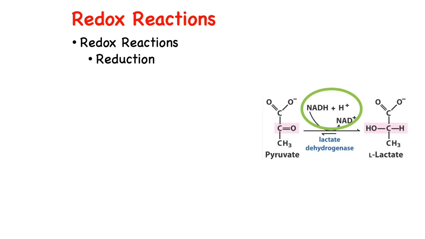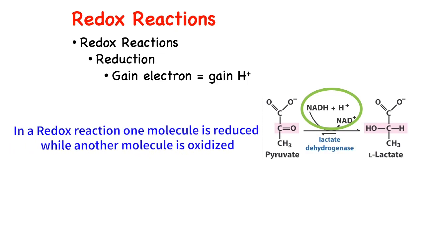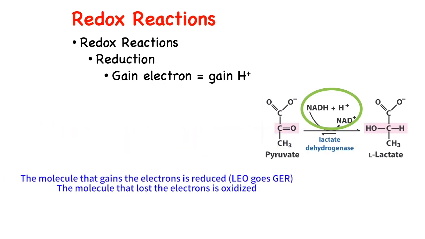Let's start with reduction. Recall that in reduction, a molecule gains electrons. We can follow those electrons by following hydrogen ions. So you can tell if a molecule has been reduced by looking at the hydrogen ions. If you see hydrogen ions that have been attached or bound to that molecule, it is being reduced. So if you look at the reaction of pyruvate going into lactate, pyruvate is being reduced into lactate, and you can see hydrogen ions being bound to the pyruvate to convert it into lactate.